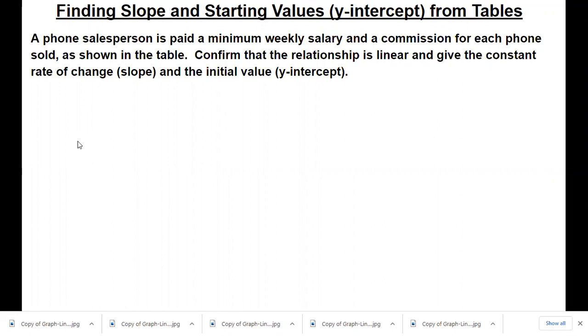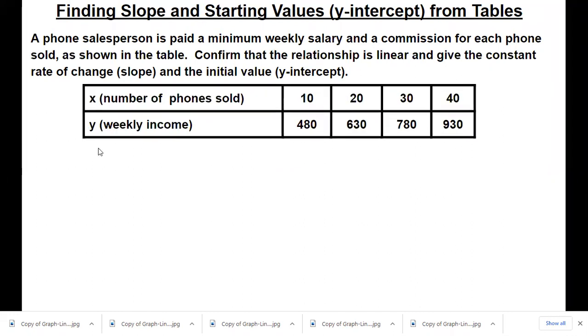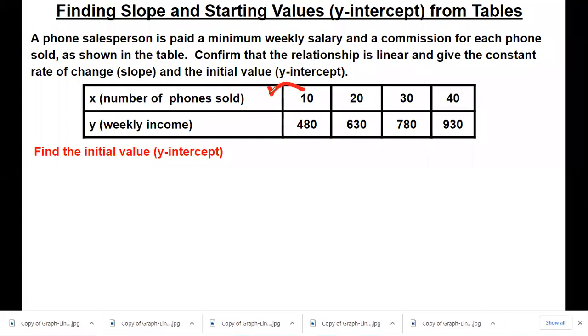Okay, so confirm that the relationship is linear. We did that, and we have to give the constant rate of change, slope. We did that, found it was 15, and now we have to do the initial value. There's our table again. So now we have to find the y-intercept. Now, I kind of alluded that there's a couple ways of doing this. One is to go backwards and then subtract. So up here, you're going to subtract 10 to get to 0. And here, what are you going to subtract? Well, what is 630 minus 480? I think it was 150, wasn't it?